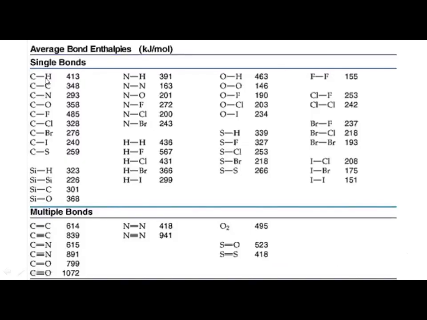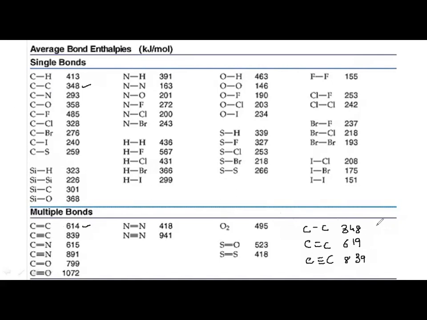Can you see here? Carbon-hydrogen 413 kilojoules per mole. So it is measured in kilojoules per mole. Look here, carbon-carbon single bond 348 kilojoules per mole. Carbon-carbon double bond is 619 kilojoules. Carbon-carbon triple bond is 839 kilojoules.